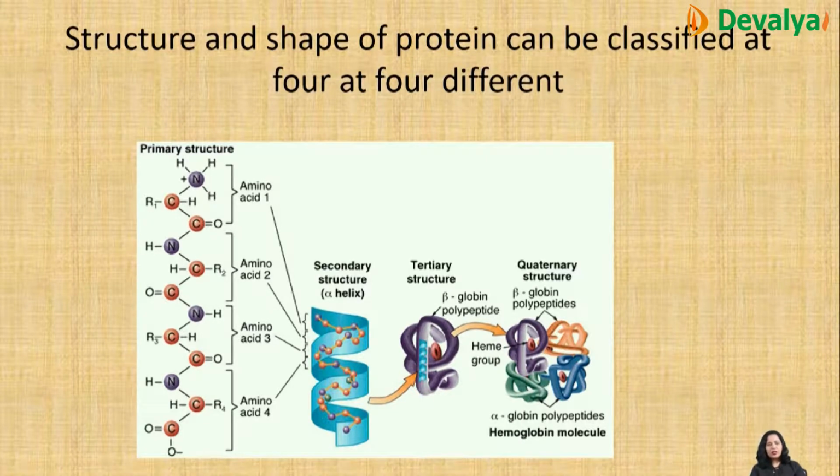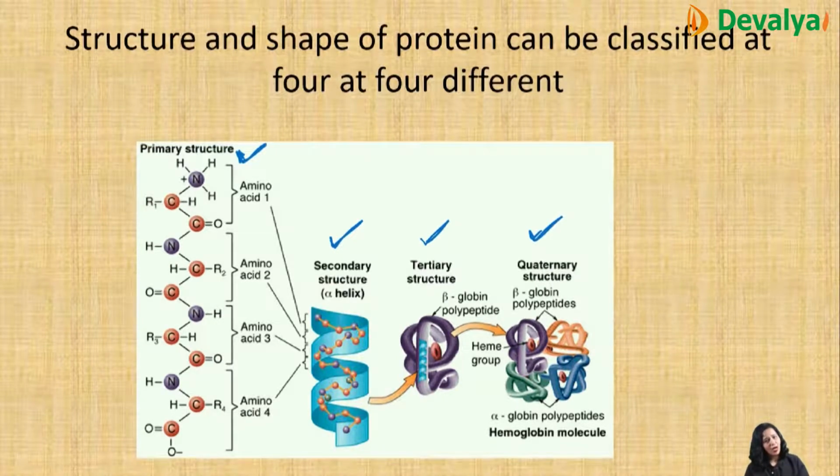Like you can see, this is the first one. This is the primary structure, which is the basic structure of the amino acid. And when it further coils up, then it gets converted into the secondary structure. And further coiling gives the tertiary structure. And further coiling, if it happens, gives the quaternary structure.